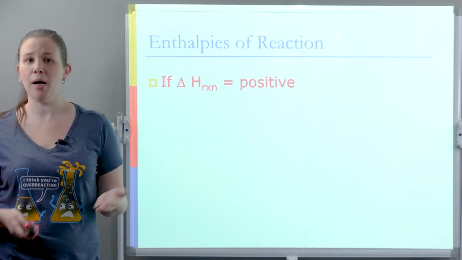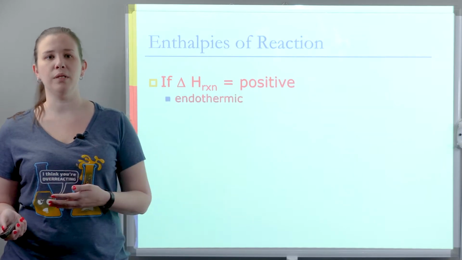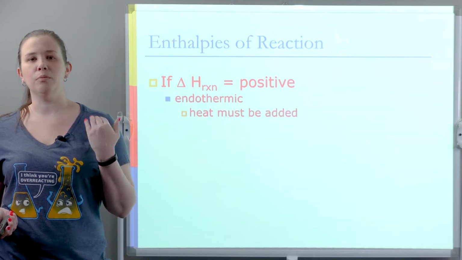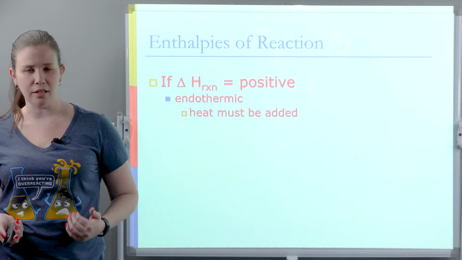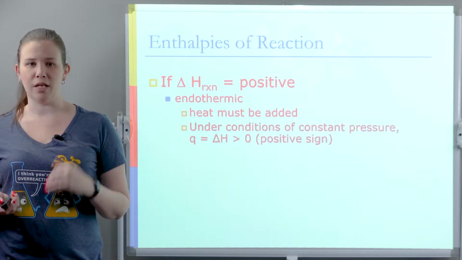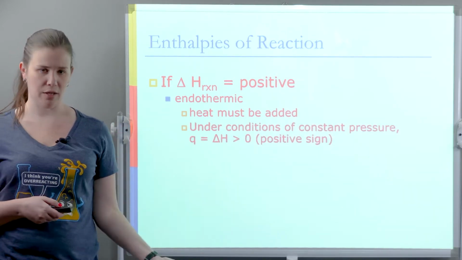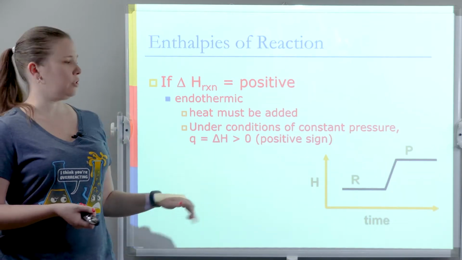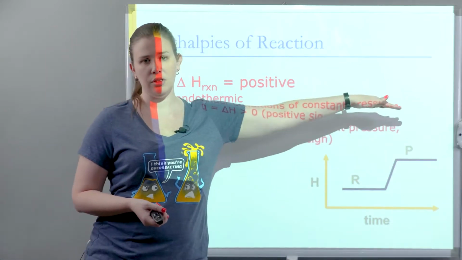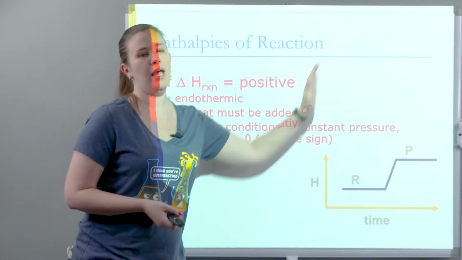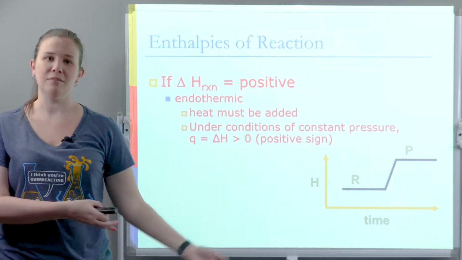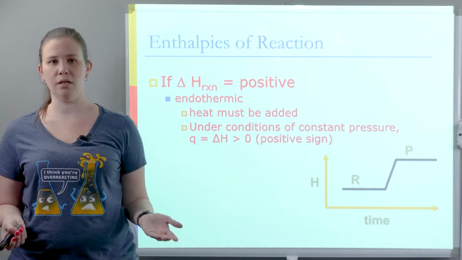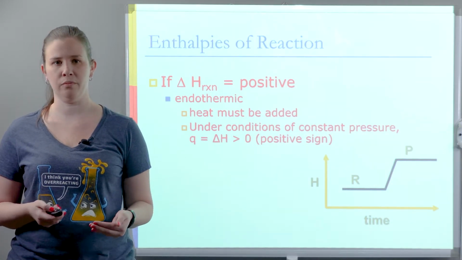We can also look at positive delta H's, which of course would be endothermic, meaning that they're absorbing energy. We're adding heat into the reaction, giving it that positive sign, just like we had the positive Q. And the graph of this heat energy would show that the reactants had less energy than the products. So how did the products end up with more energy? They must have gained that energy, making it an endothermic reaction.